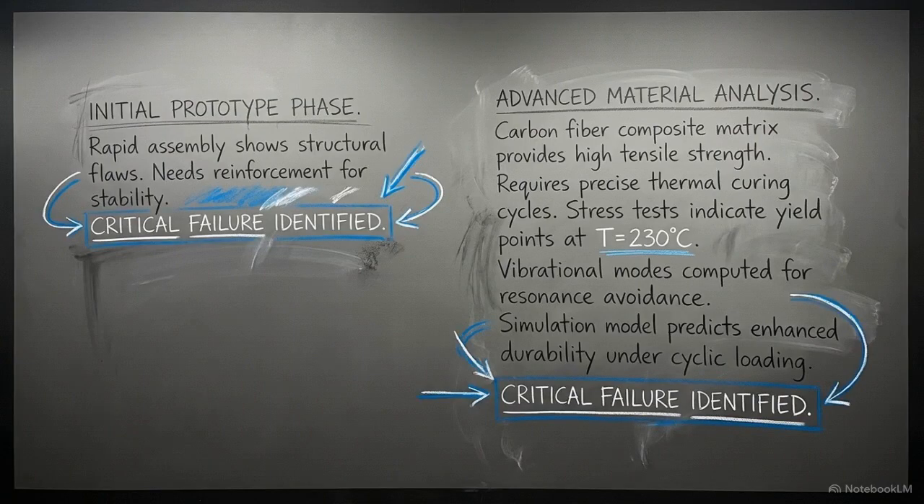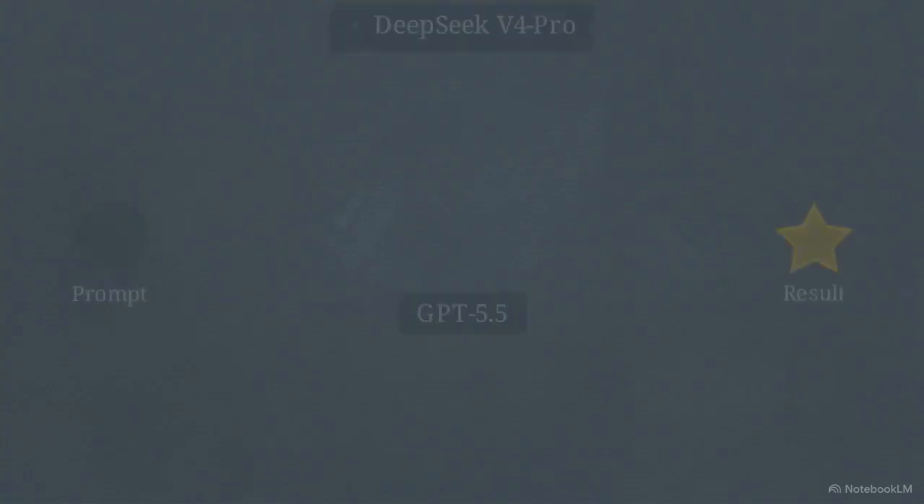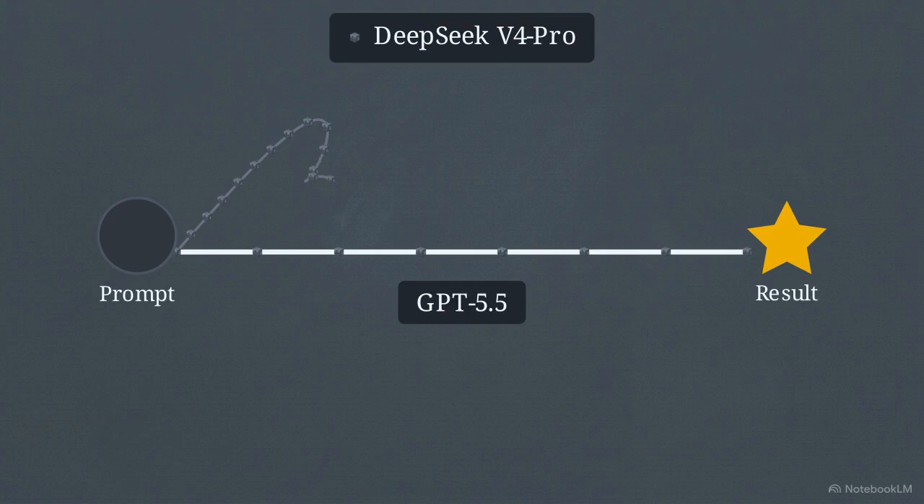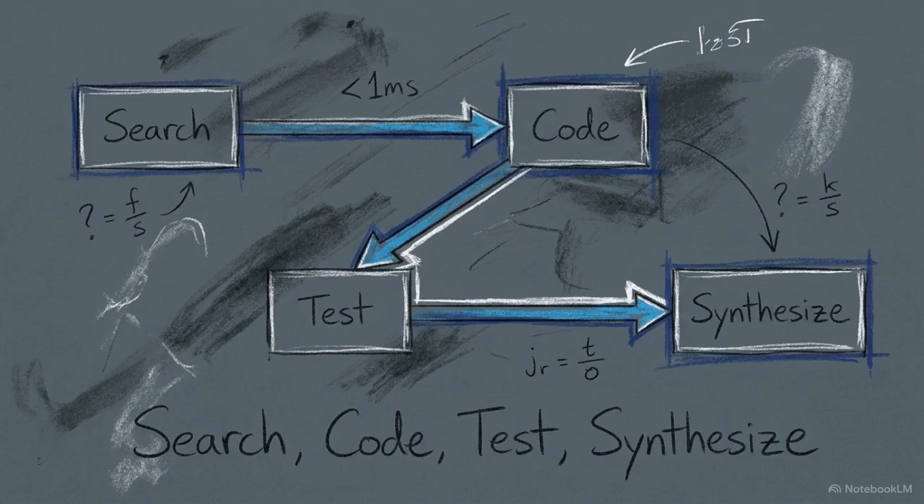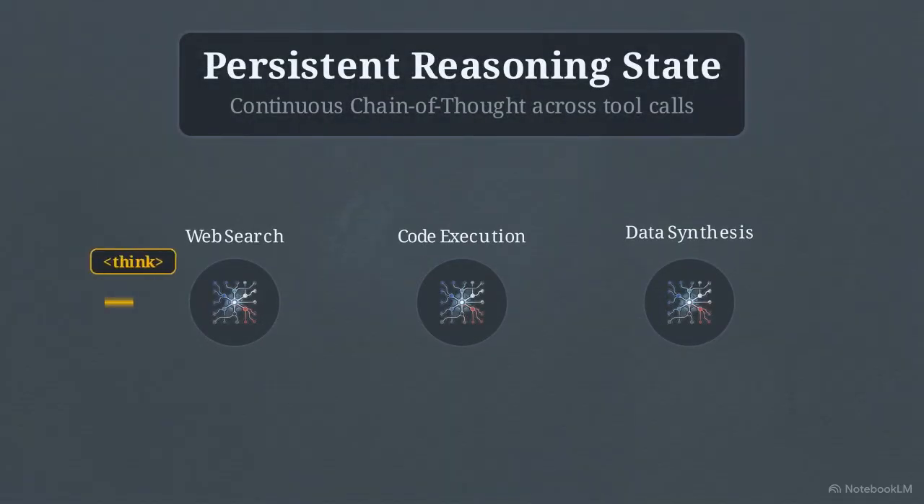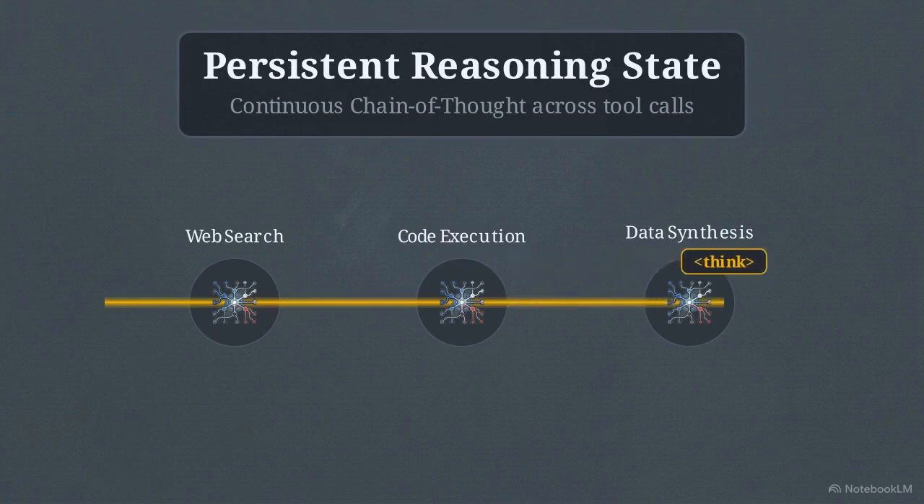There is a trade-off in intelligence density. V4 Pro often requires longer generation trajectories, more output tokens, to achieve the same reasoning result as GPT 5.5. However, even when factoring in higher token volumes, the 7x cost differential makes multi-step agentic pipelines economically viable for high-volume enterprise tasks. V4 also introduces persistent reasoning states, meaning the model's chain of thought is preserved across multiple tool calls, so it doesn't lose context mid-task.